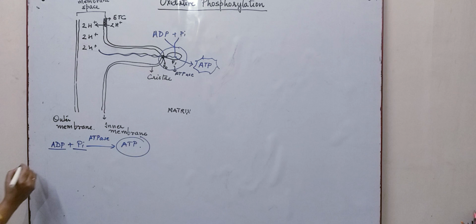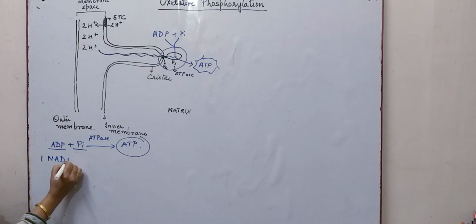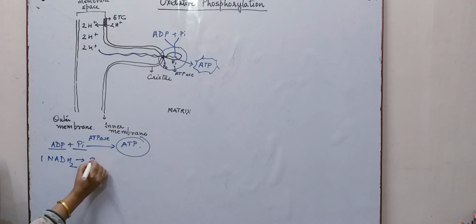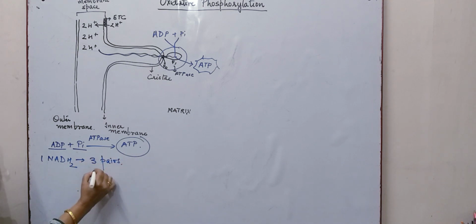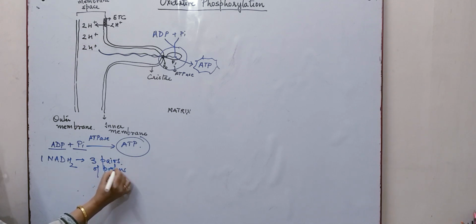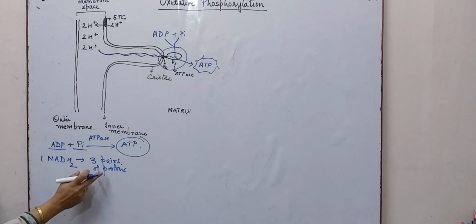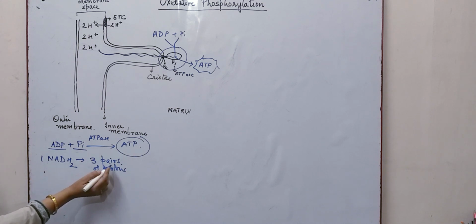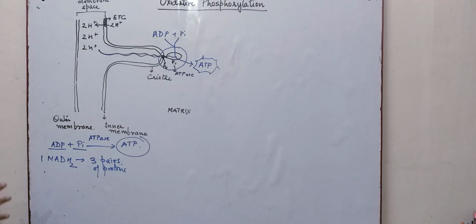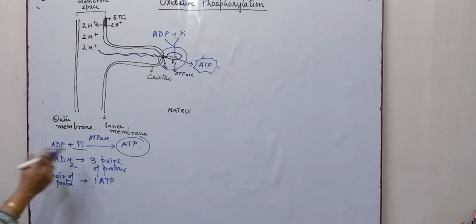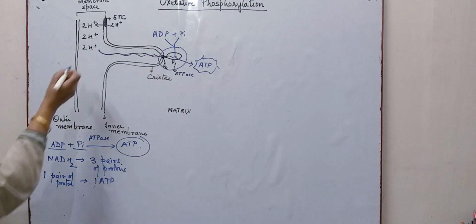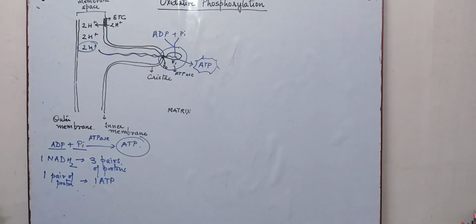Now, if we see over here, from one NADH2 there are three pairs of protons being produced during the dissociation, and these pairs of protons are pumped from the matrix to the intermembrane space. One pair of protons will produce one ATP over here. We have seen that one pair of protons, as it passes through this, will produce one ATP.